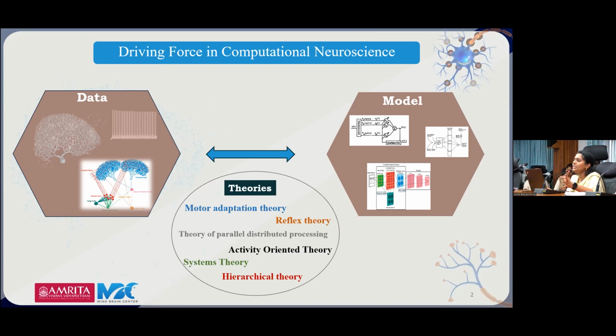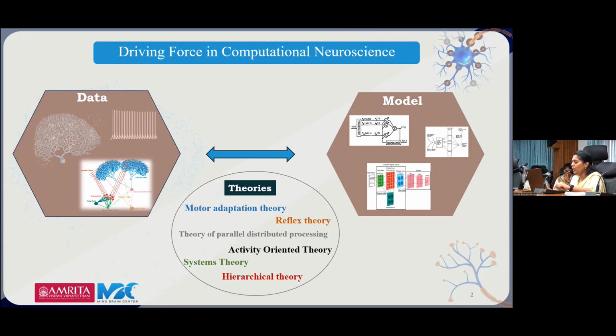So based on these data and models, people have come up with different brain theories, starting from 1906 with the reflex action theory, which is the simplest as well as the widely known theory. And again, you have a lot of other theories. The main theory which we would be focusing on is motor adaptation, or motor programming, or motor learning theory.